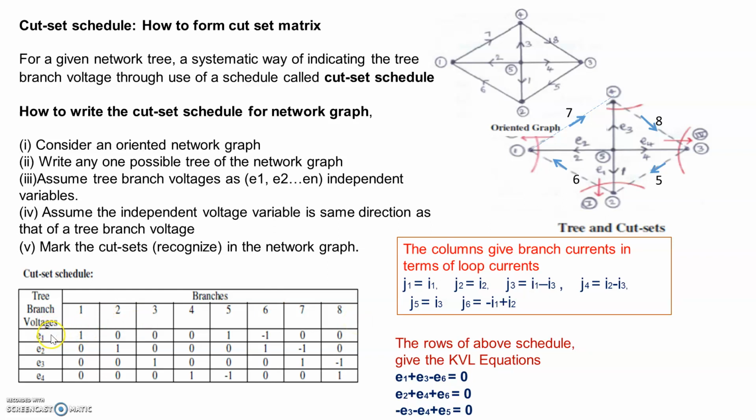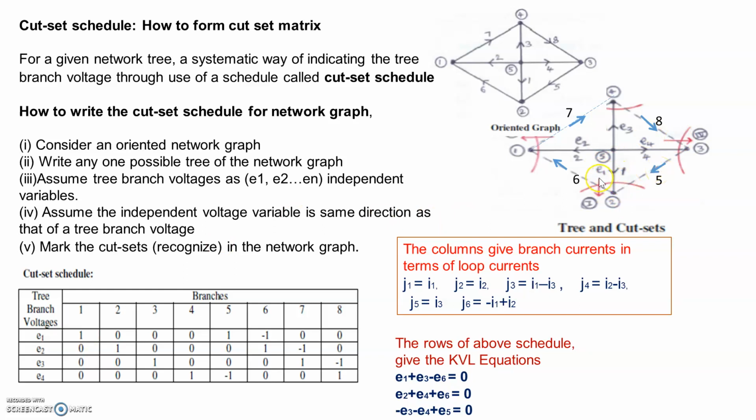Let us look at the first row, where E1. E1 is connected to node 2, and the current in the branch E1 is entering. That becomes your reference branch. So what is that branch? This branch is branch number 1. So branch number 1 is 1. Now all other branches connected to this particular tie set are 5 and 6.